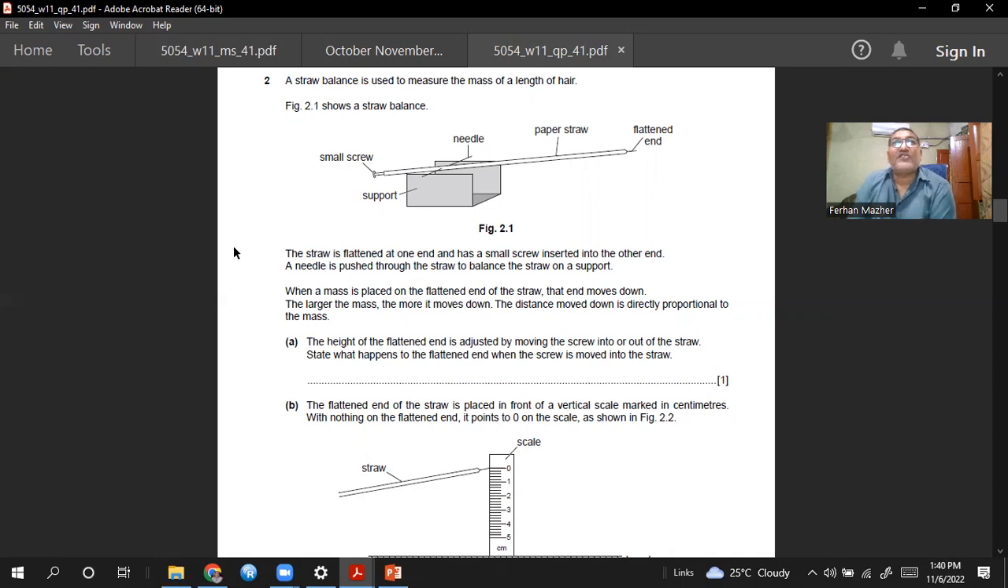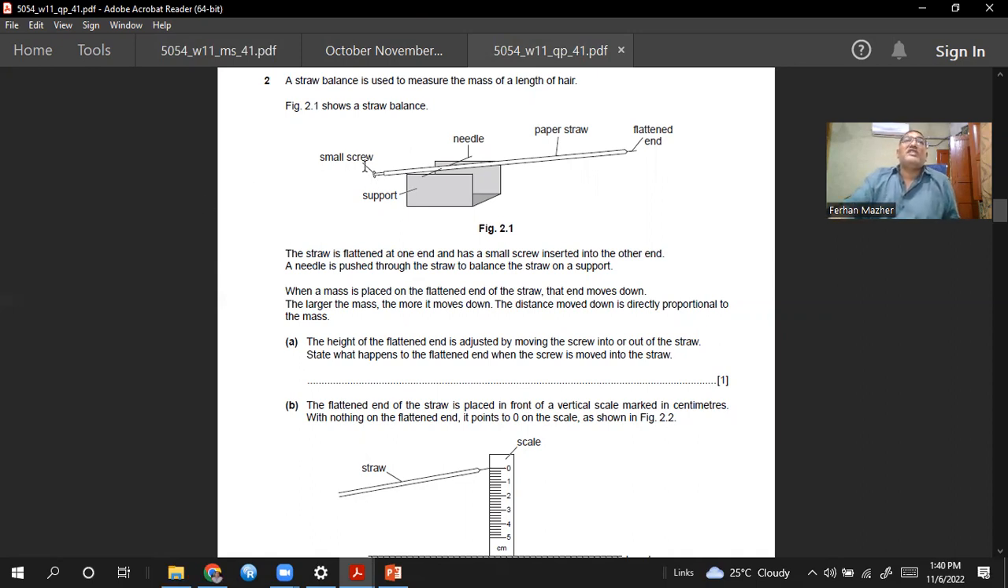When a mass is placed on the flattened end of the straw, that end moves down. The larger the mass, the more it moves down. The distance moved down is directly proportional to the mass. The height of the flattened end is adjusted by moving the screw into or out of the straw. State what happens to the flattened end when the screw is moved into the straw.